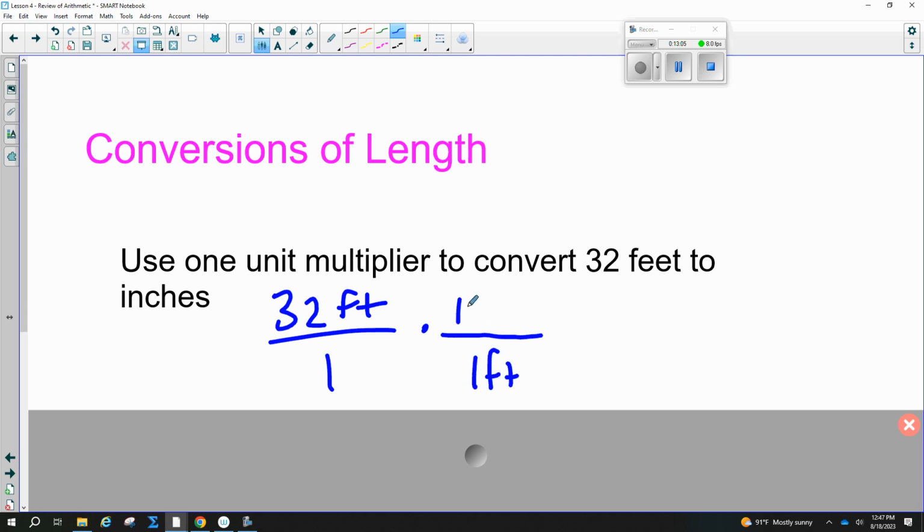This is a unit multiplier. It's really equal to 1 because those are equal to each other. Show me that you cancel your feet with your feet and then multiply straight across. You get 36 inches. Technically over 1, but you don't need to write that, right? Because if you multiply 1 times 1, you get 1. It's 36 over 1. You can just leave it like this. Did I mess up?